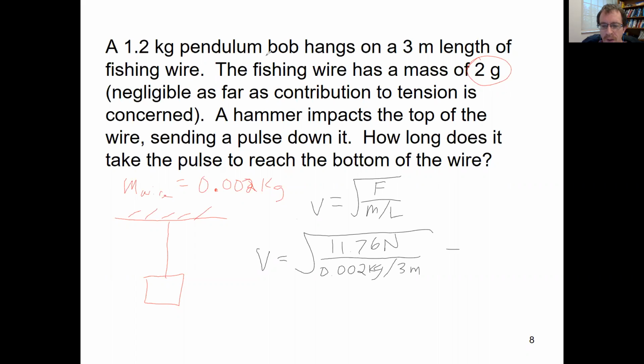All right, and when I evaluate this, as long as I don't get numbers crossed up in my calculator, I should get something that looks like 133 meters per second. Great. Now what? Well, we've got this wave pulse that's happened right here. It travels down this way, gets to the bottom. We're wondering how much time it takes. It has to cover a distance of 3 meters. And we might recall that speed is equal to distance over time.